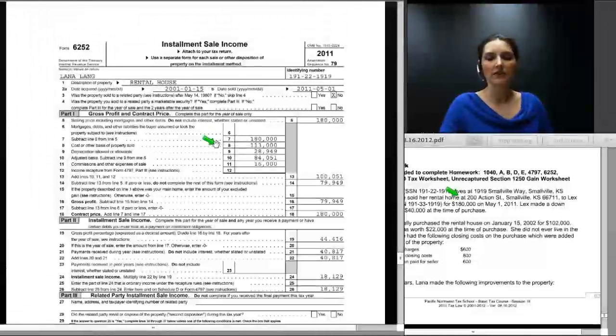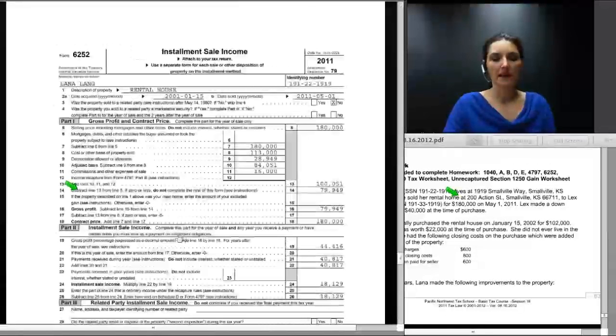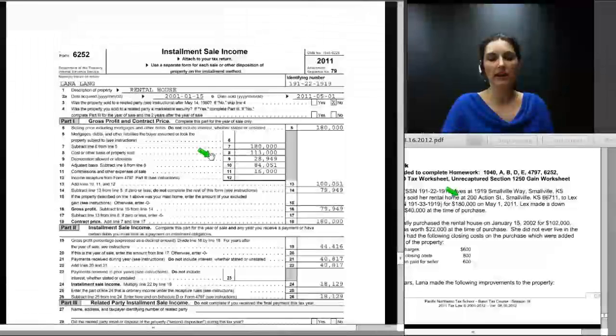Next on line 8, we enter the cost basis of the property, and we already figured that at being 113,000. As you see on page 1 of the answer key, we totaled up all the original acquisition price, the closing costs, the improvements, and that gave us 113,000. And 113,000 is the amount we've entered on line 8. Next, we look at the amount of depreciation allowed or allowable.